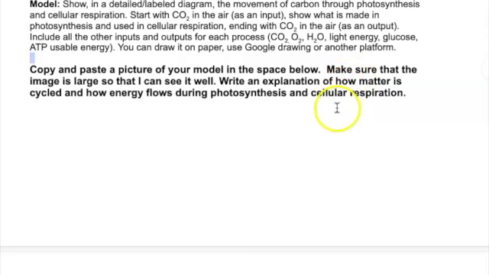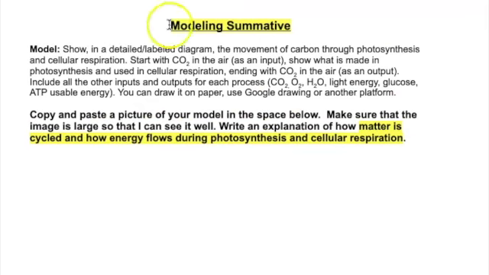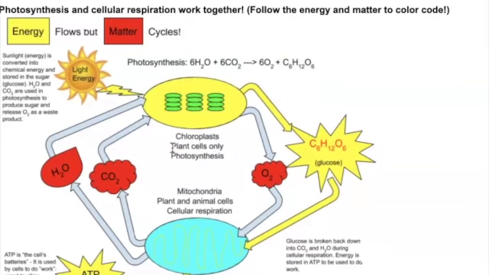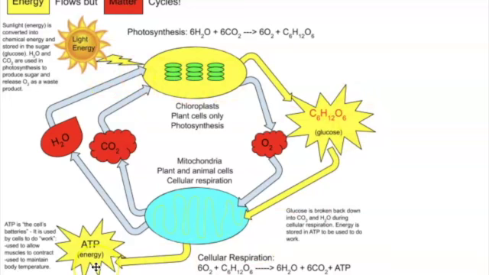Make sure that if you're posting it, the image is large enough for me to see, and write an explanation of how matter is cycled and energy flows during photosynthesis and cellular respiration. Okay, this is key here. I'm not just asking if they're dependent on one another, I'm asking how matter is cycled and how energy flows. And this takes us back to our energy flows and matter cycles notes. You need to be able to tell me how energy flows through your model, and how matter cycles through your model.